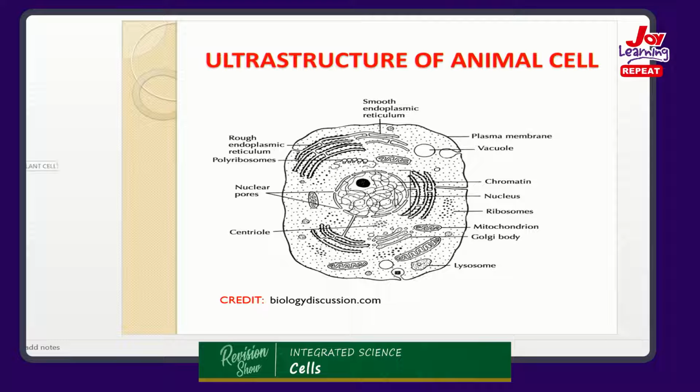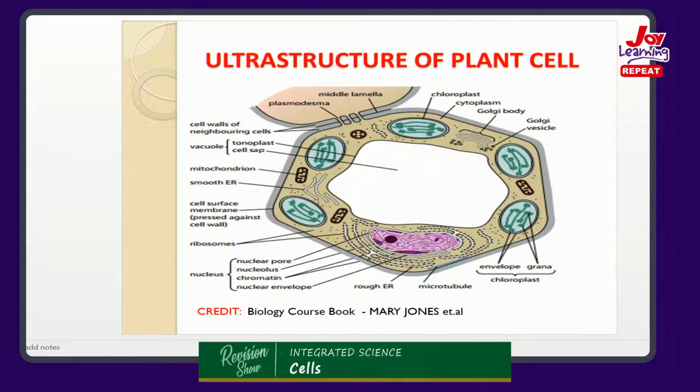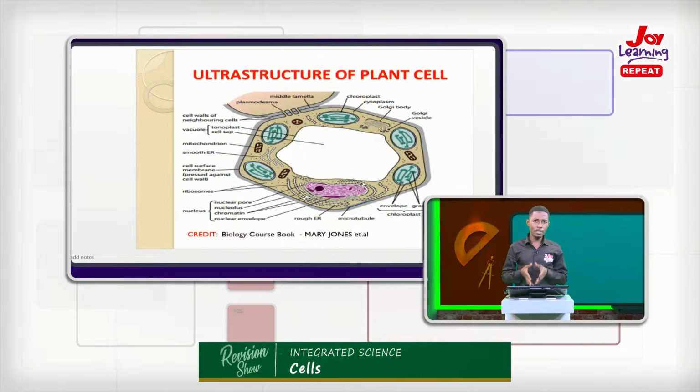So we'll move to the next picture. This is an ultrastructure of a plant cell. I'll also give you 30 seconds to look at it well. Okay. These are ultrastructures that require an electron microscope, a very big microscope, to look at the details of these things.